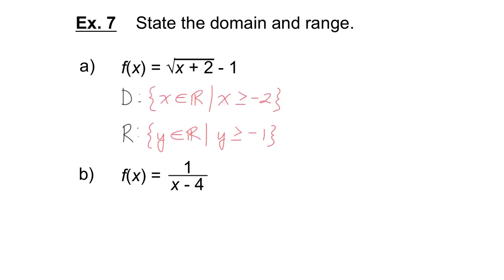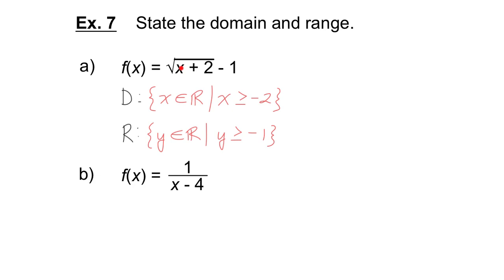So let's talk about this first one. f of x is equal to the square root of x plus 2, and then subtract 1 from that. Now, remember, you can't take the square root of a negative number. So what values of x would make this negative in here? Well, if x is negative 2, this would be 0. That's okay. The square root of 0 is 0. So x can equal negative 2.